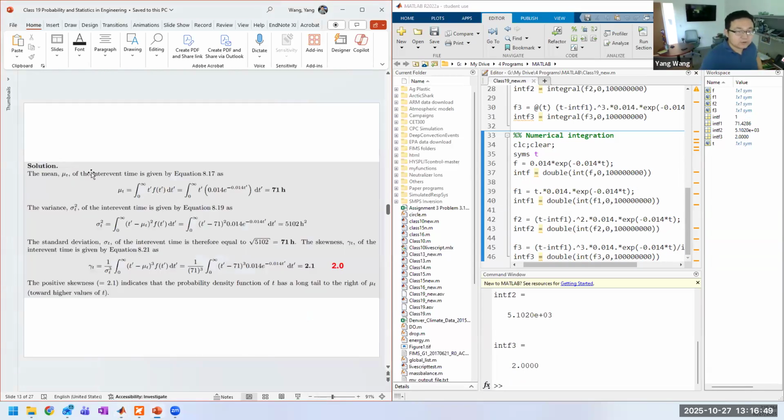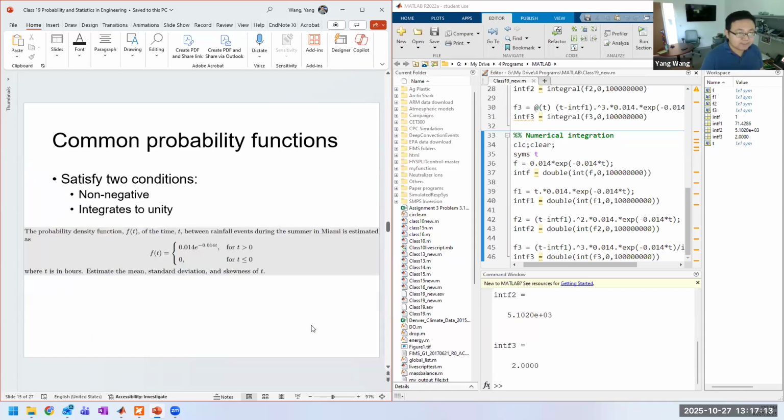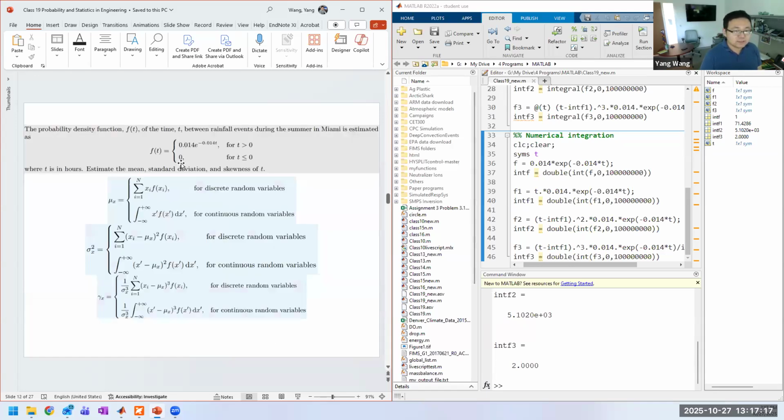Okay, so here I'm also including the solution. Of course, if you don't know MATLAB, you sort of have to integrate everything by hand, which is going to take quite a lot of effort. Some of them may even have no analytical solution. You have to use some software to do the calculation. One thing I want to point out is that here, this is a typo. It should be 2.0.